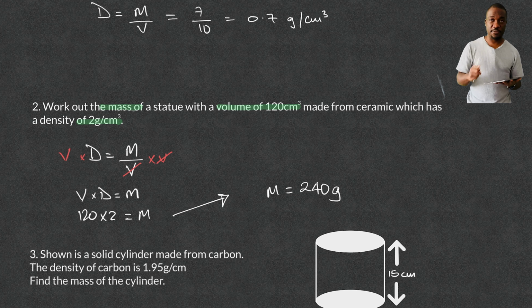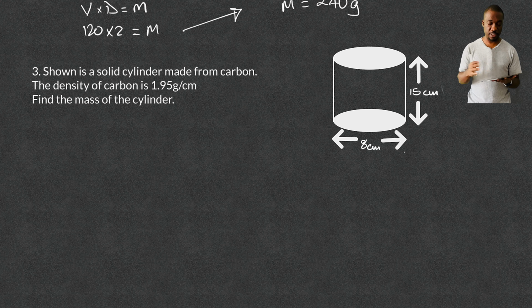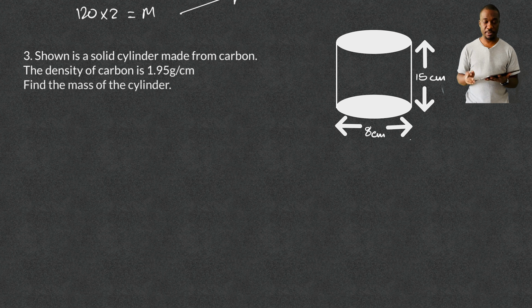And to finish off the video today, we're just going to go through one more question. This is more of a problem-solving question, so you might want to grab your calculators for this one. So shown is a solid cylinder made from carbon. The density of carbon is 1.95 grams per centimeter cube. We forgot the little cube in there.